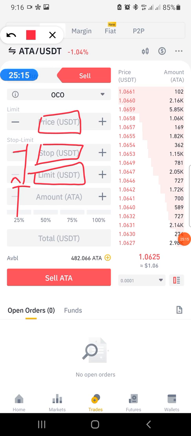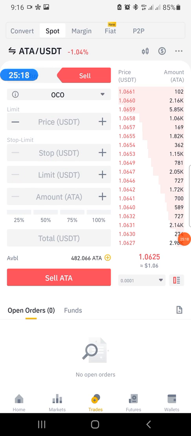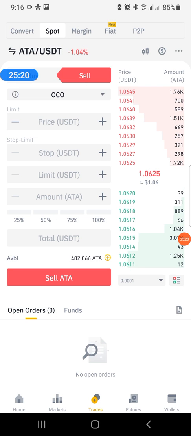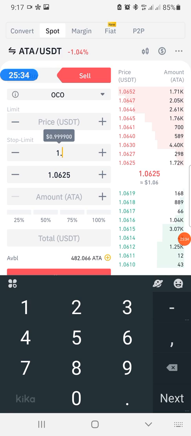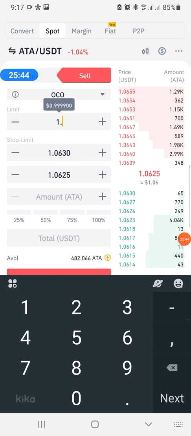From this price to this price, for example, you can say sell this coin at this price, 1.0625, then stop selling at 1.0630. And here you can say sell this coin at 1.0625.